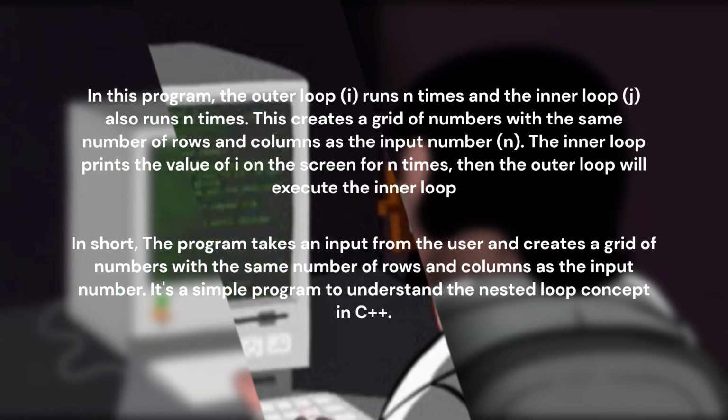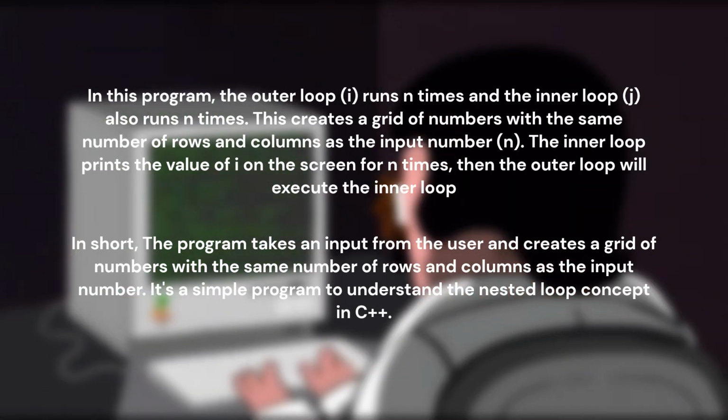In this program, the outer loop i runs n times and the inner loop j also runs n times. These create a grid of numbers with the same number of rows and columns as the input number, n. The inner loop prints the value of i on the screen n times, then the outer loop will execute the inner loop n times. In short, the program takes an input from the user and creates a grid of numbers with the same number of rows and columns as the input number. It's a simple program to understand the nested loop concept in C++.